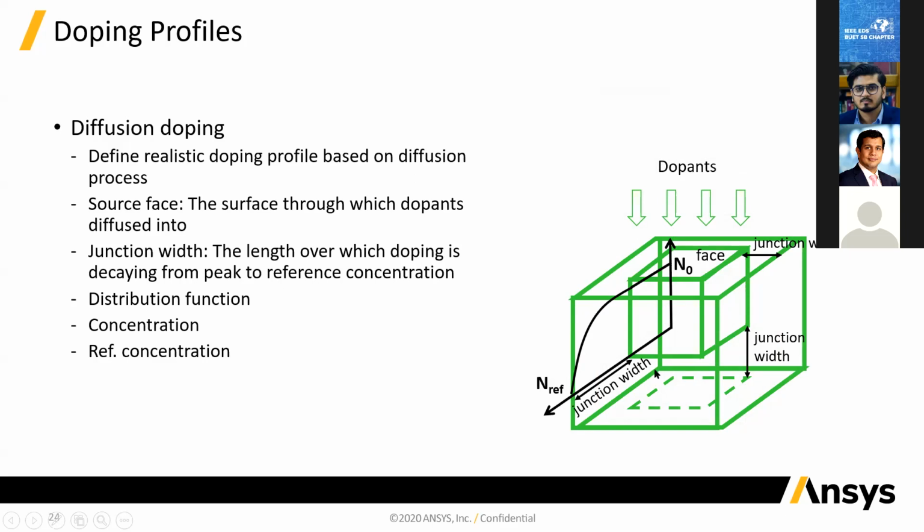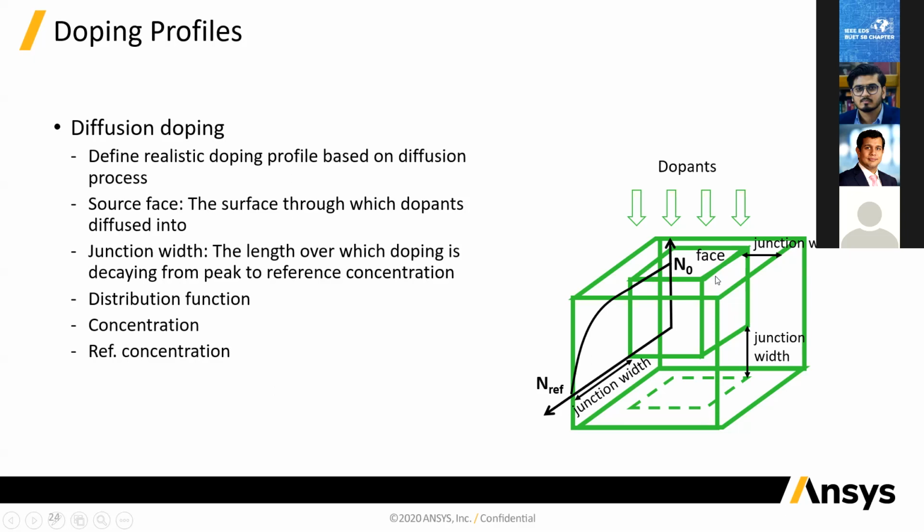And then the junction width is, if you imagine this other rectangular box here, the edges of this box are a junction width amount away from the edges of the actual doping box. And this center box will have a constant high doping concentration defined by your peak concentration. And then from the edge of this center box to the outer box, your doping will drop exponentially, either by using that error function or Gaussian function, and it'll go from that peak concentration down to the smaller reference concentration that you define.